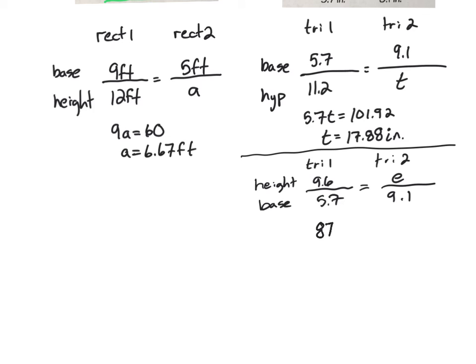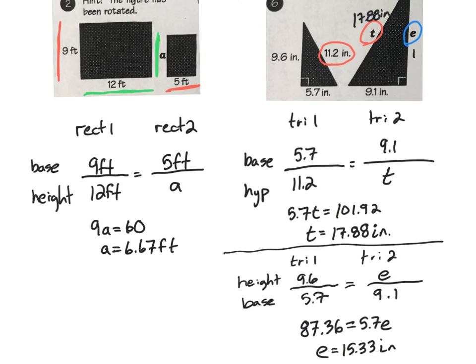So we have 87.36. And then we have 5.7 times E. So there we're going to divide by 5.7. And I get 15.33. So E is equal to 15.33 inches. So if I go back to the picture, I have 15.33 inches for the height of my triangle.